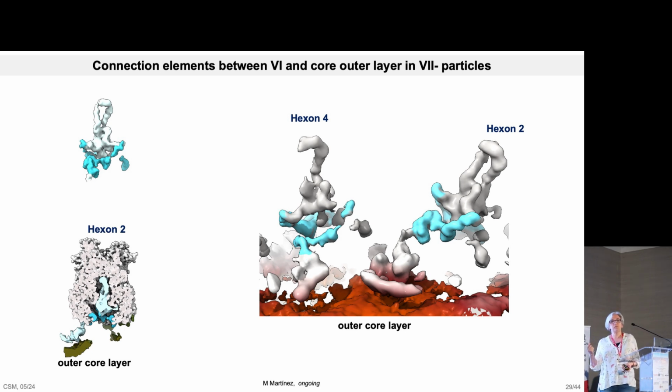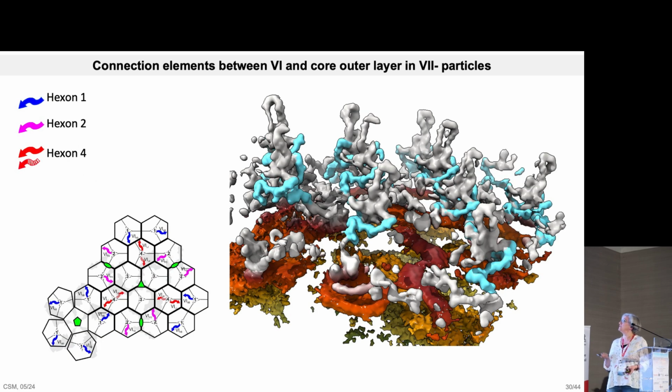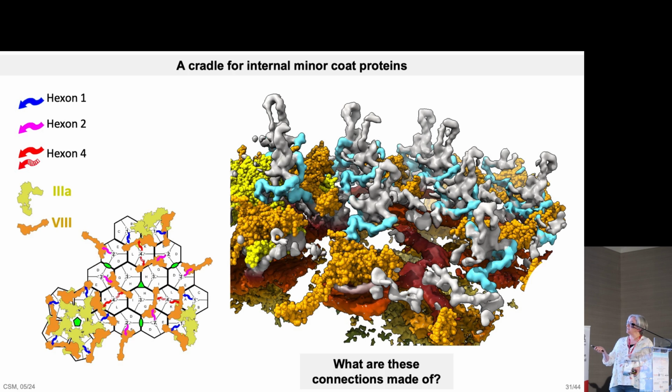But we have these legs in more than one hexon, but not in all hexons. They are in some specific positions. And where are they? If we again look at this forest of densities, if we now place the internal minor core proteins, 3, 8, and 8, these legs are directly related to the internal minor core proteins, and they are actually making a cradle to hold them. So this must be an important element to organize the capsid during assembly.